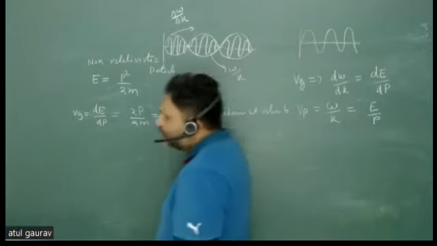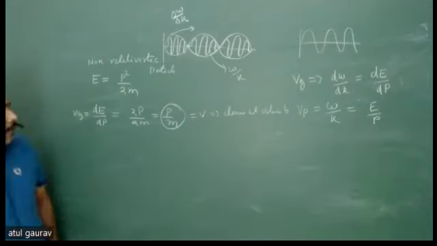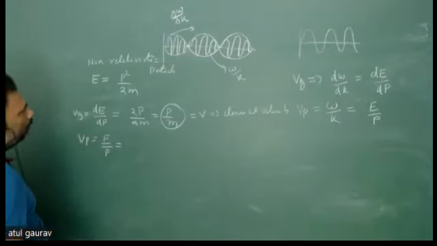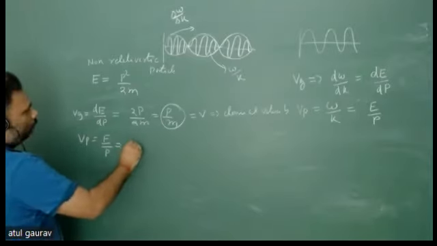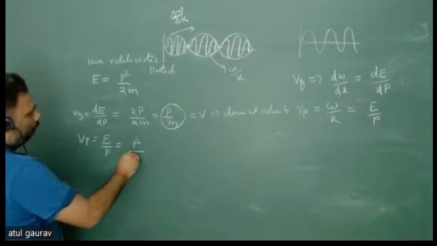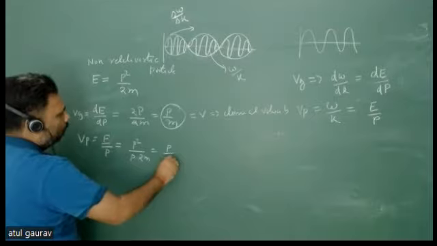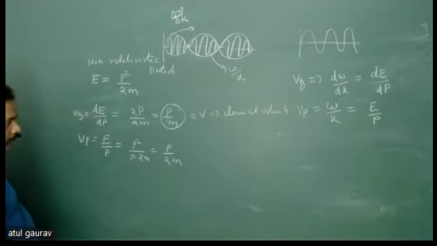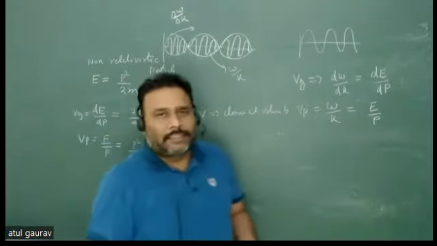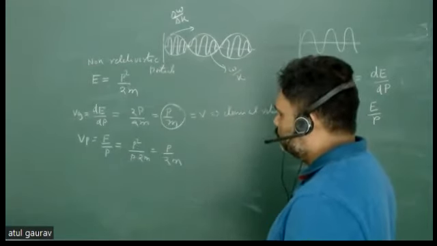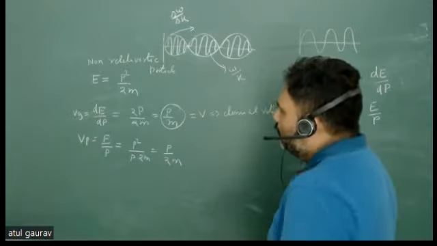Now, let us try to calculate what VP is here. What is VP? This is nothing but E upon P. And what will happen? P square upon P into 2M. And what is P upon 2M? This is half of the classical velocity, something like this. Isn't it? Sir, I did not understand this half part.